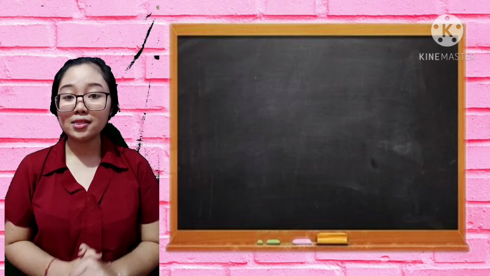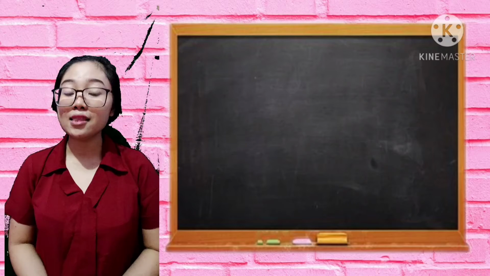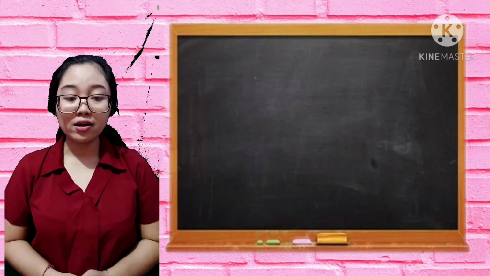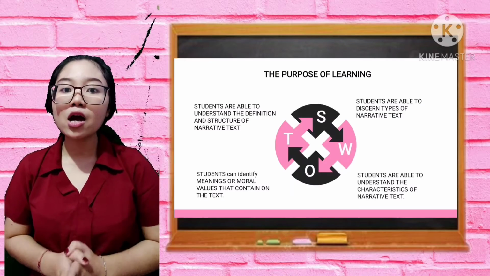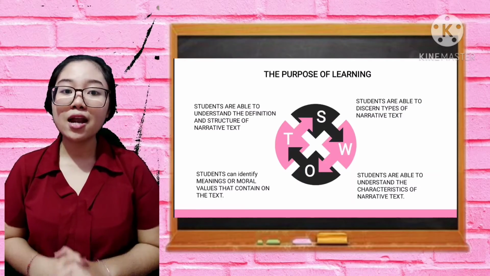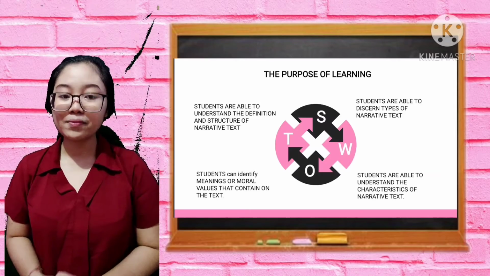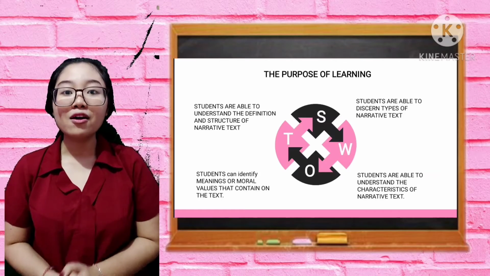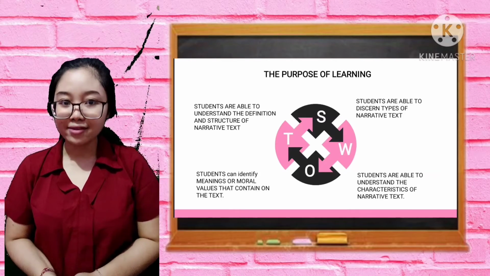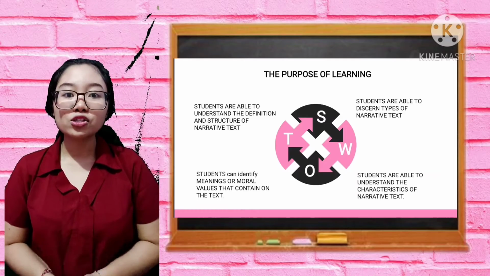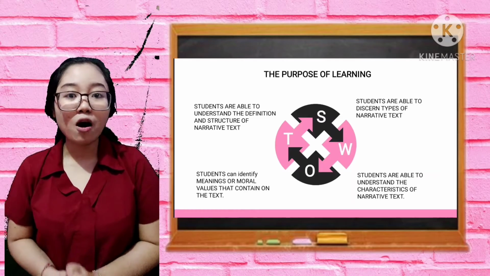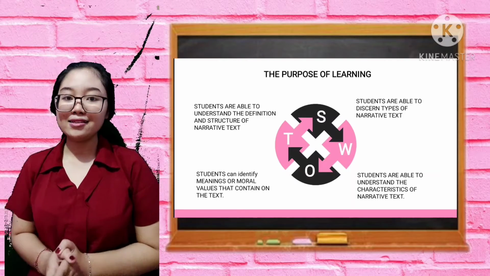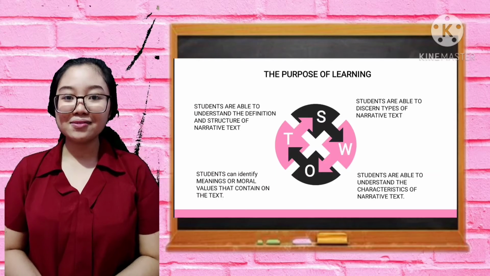Okay, in this session we will discuss a new material, that is narrative text. Before that, I will deliver the purpose of learning. The first one is students are able to understand the definition and structure of narrative text. And the second one is students can identify meaning or moral value contained in the text. The third is students are able to understand types of narrative text. And the last is students are able to understand the characteristics of narrative text.